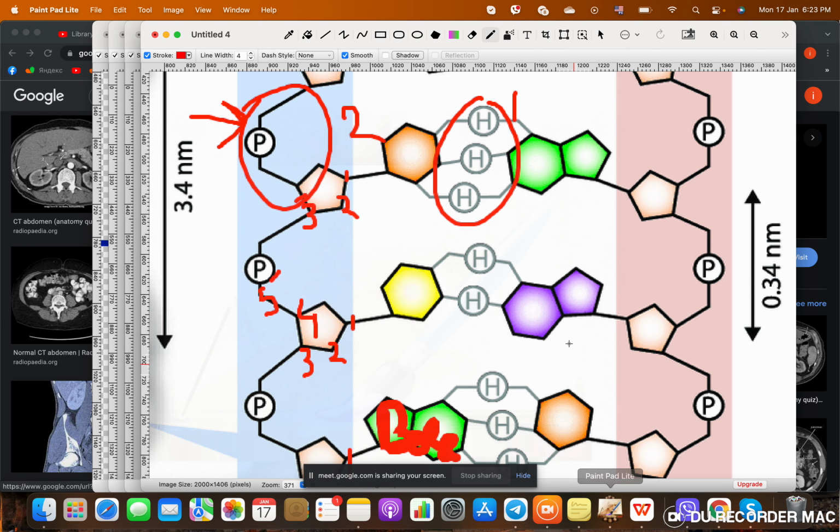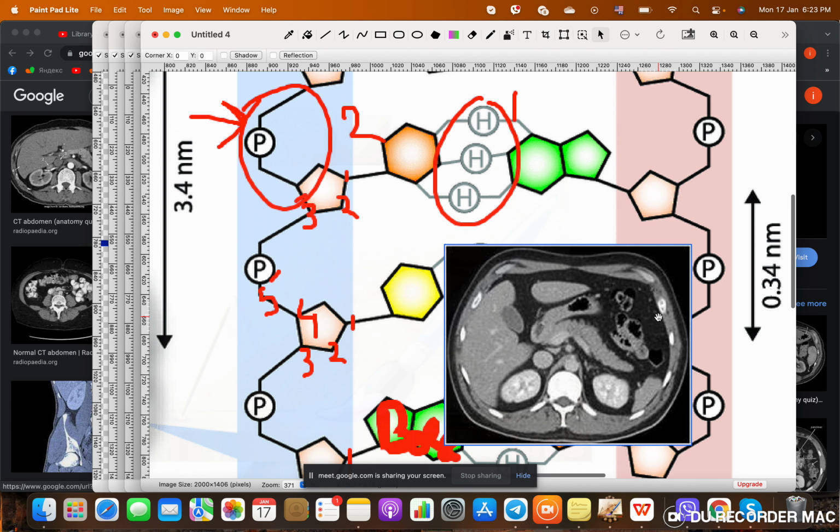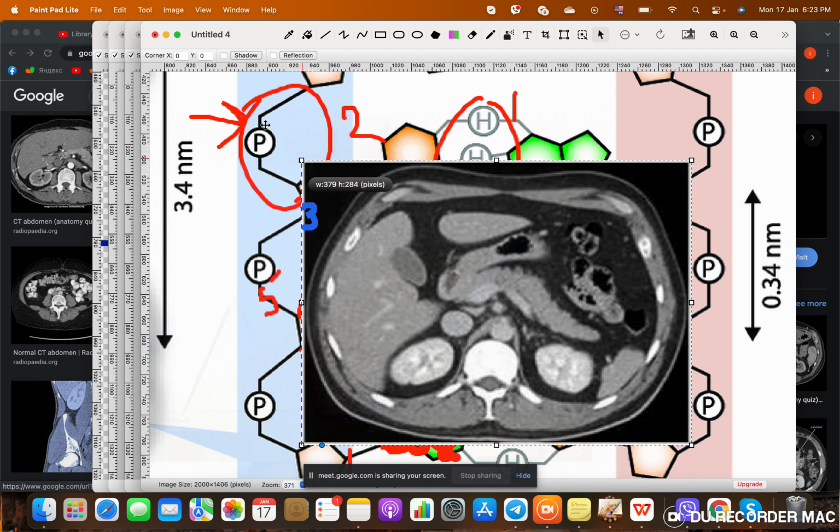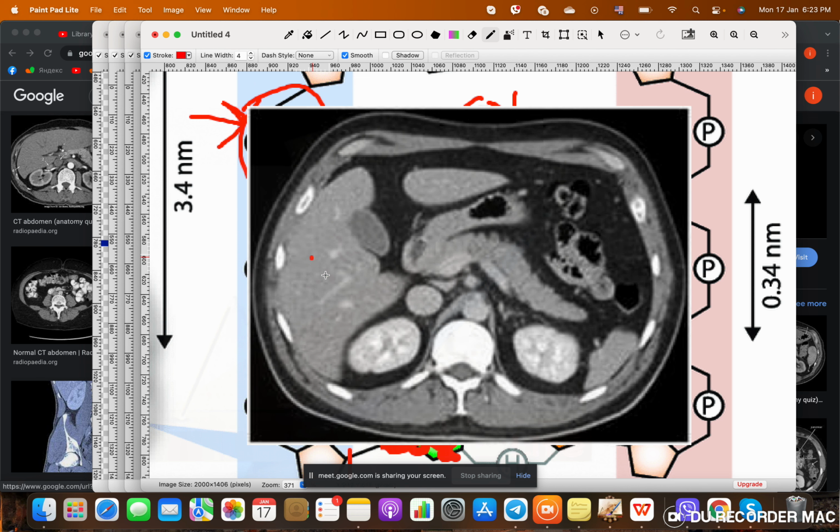So, can someone tell me, please, what is this organ? Liver. What about this? Gallbladder. What about this? Kidney. What about this? Spleen. What about this? Kidney.